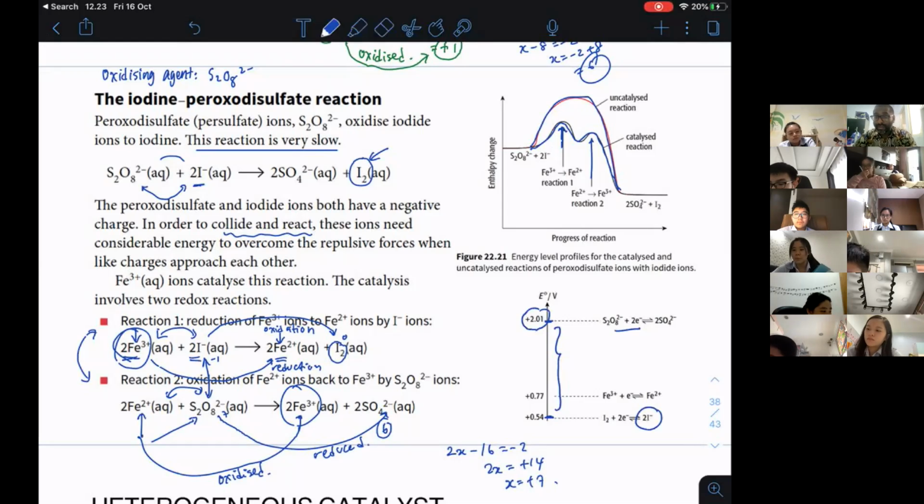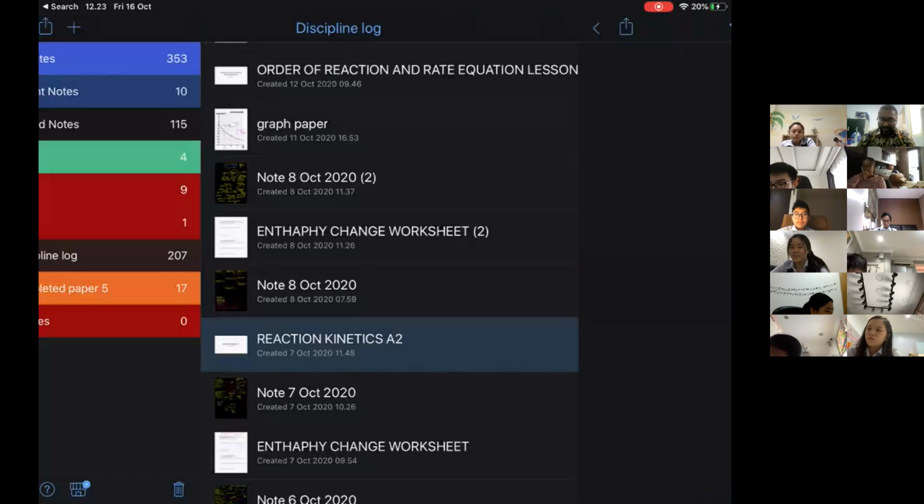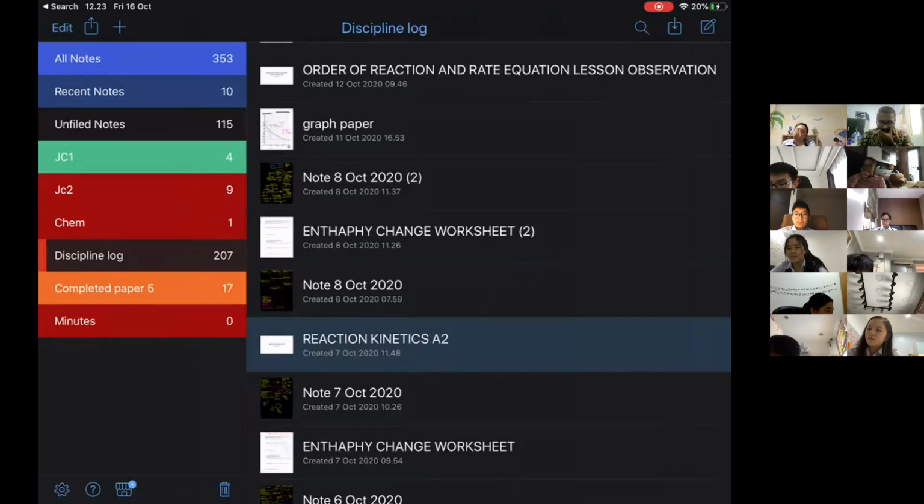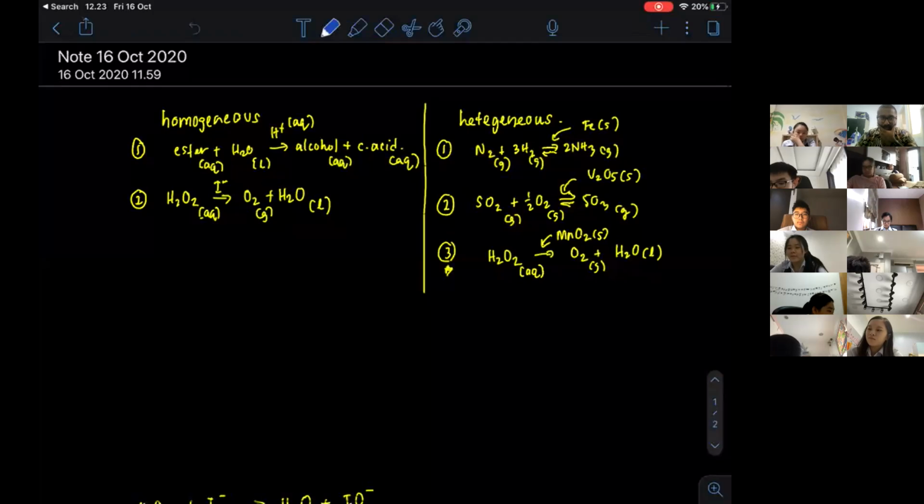Please take note. So if I put this again in a note here, we did study another one, which is another homogeneous reaction. So can you tell me what I should write? Maybe Janice, can you help me out? Is it homogeneous or heterogeneous? Homogeneous.